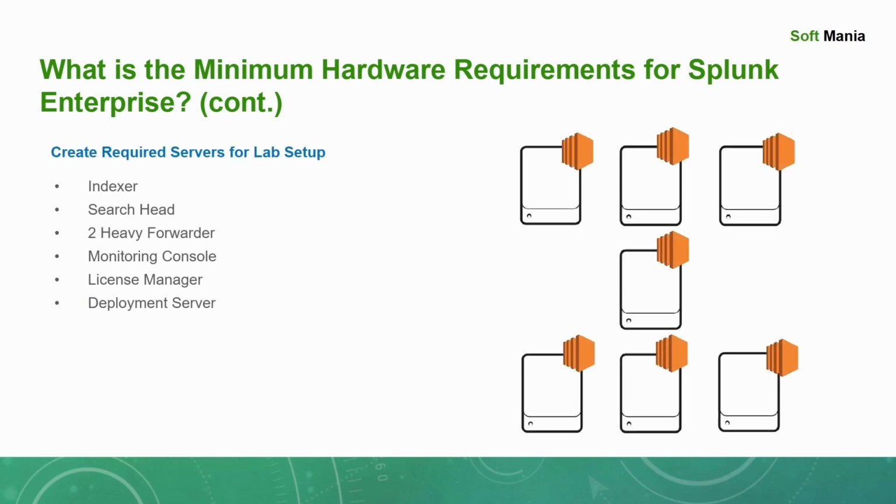As a first step, we have to create the servers for our lab setup. Here we have to create 7 servers: one indexer, one search head, 2 heavy forwarders, one monitoring console, one license manager, and one deployment server. These are all the components we are going to use. So let's create them in the AWS console. I'll show you how to create one server, and you can follow and create the 7 servers the same way.